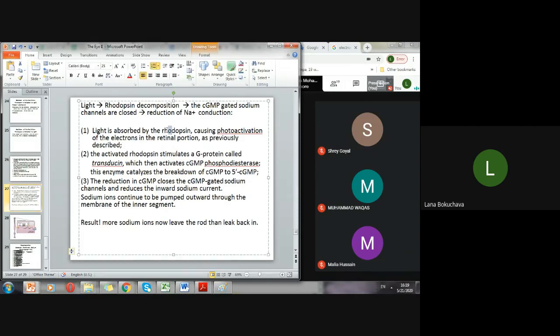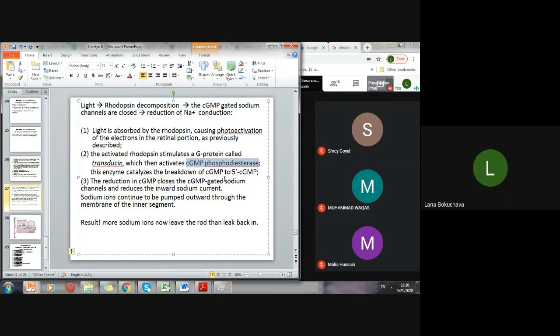Activation of rhodopsin. Activated rhodopsin stimulates the transducin, and the transducin activates the cyclic GMP phosphodiesterase, as you can see. And as a result, we do have the reduction of the cyclic GMP amount inside of the cell. So if there is the reduction of the cyclic GMP, the sodium channels which are dependent on that structure will be closed, and as a result we do have a lack of the sodium ions entering the interior of the cell.